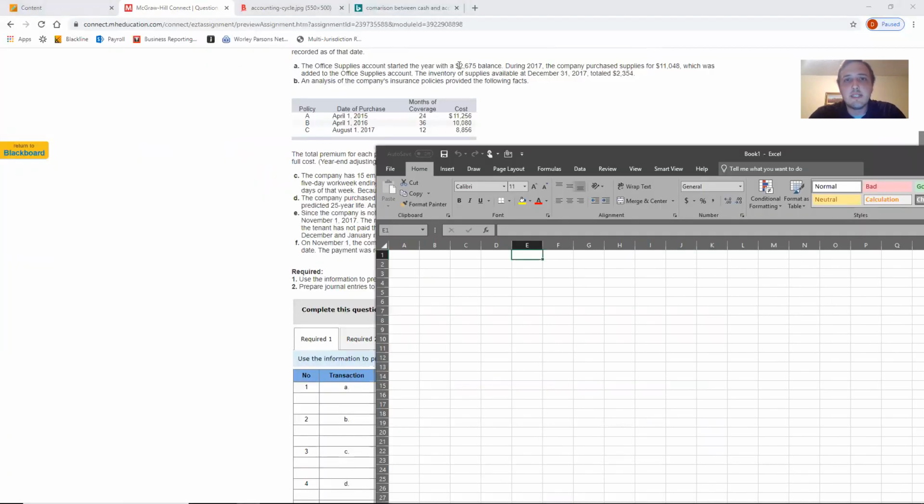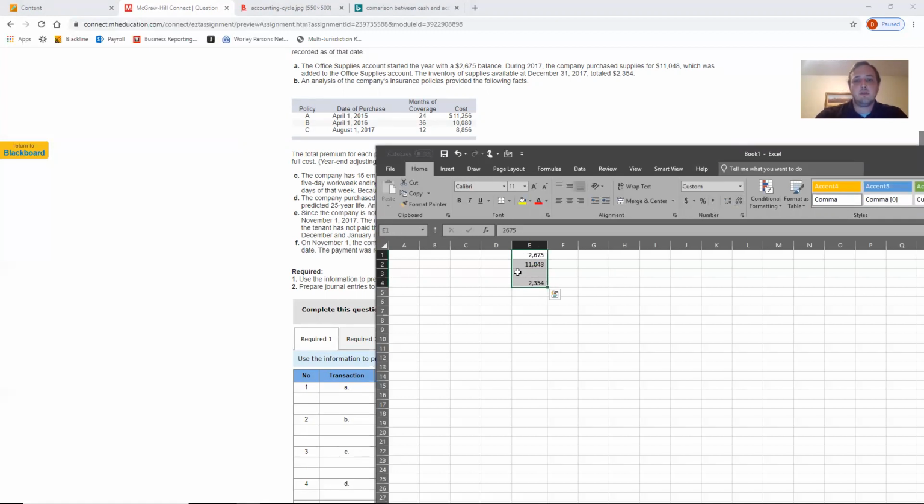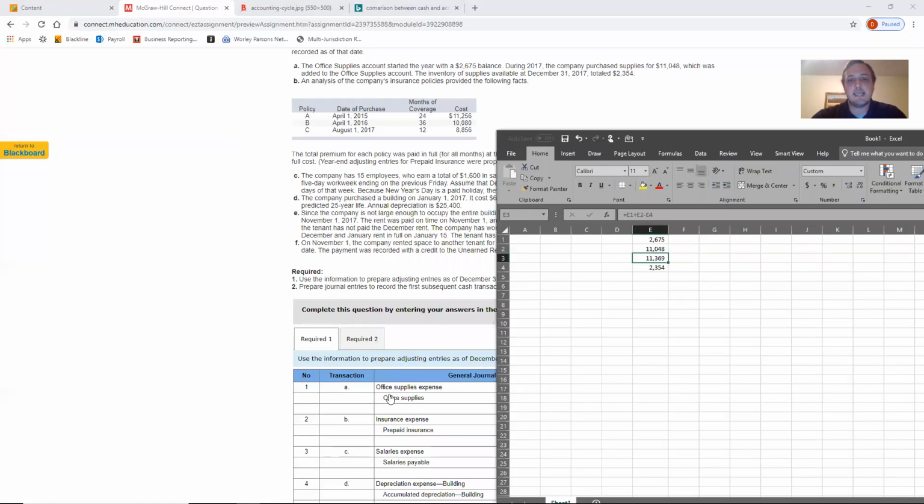All right, so we started with 2675. We purchased 11048. And when we did an actual supply count at the end of the month, we found out we had 2,354 left. So the question is, how much did we use? So we're going to use just a little bit of algebra, add those two together, subtract that one, and we know that we had to have used that much.